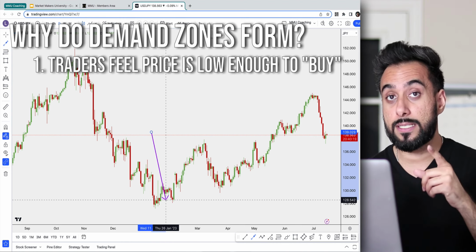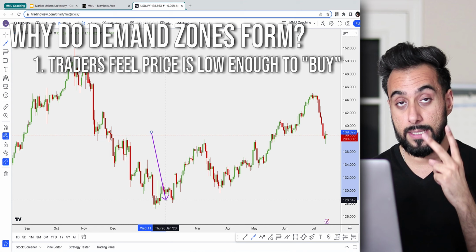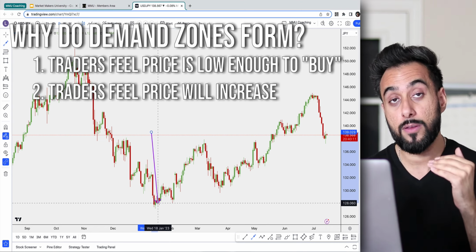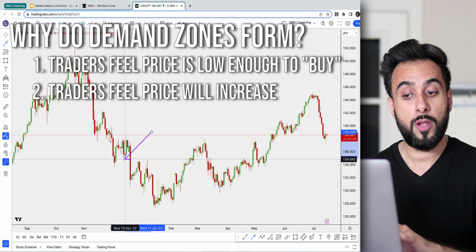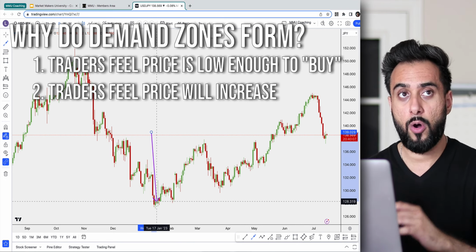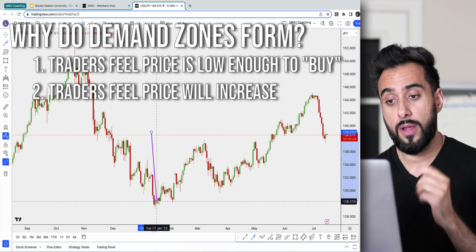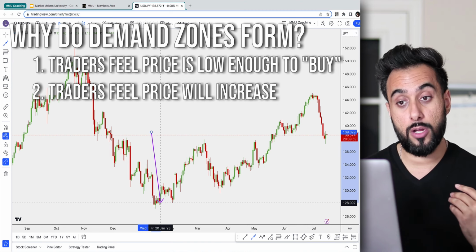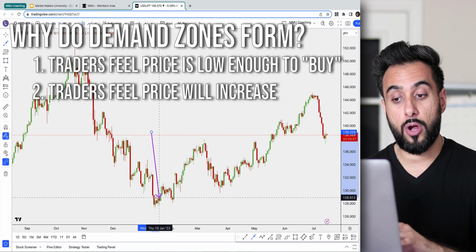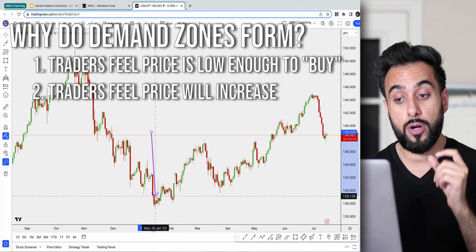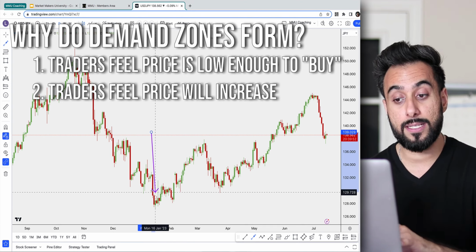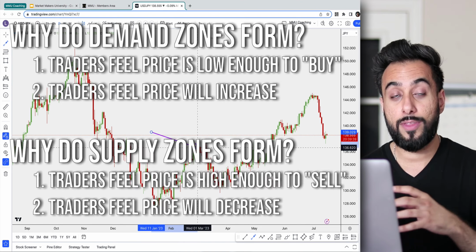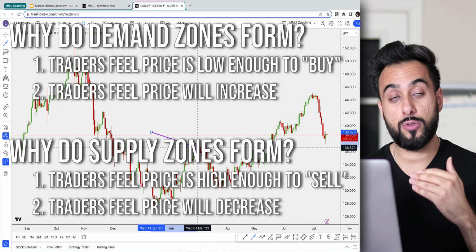And not only is it low enough, but the second most important point is that they feel the price is going to go higher, because no one wants to buy something and hold it until it continues to go lower. They buy it low in hopes that it will eventually go higher. So these demand zones are areas where smart money, smart institutional traders, are seeing that the price is low enough and they feel the price is going to start increasing afterwards. So that is how these supply and demand zones are even created.